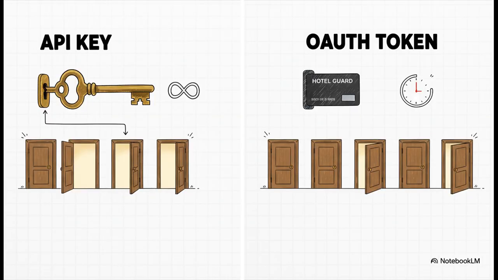And this is the perfect way to think about it. An API key is that master key that opens every single door, forever. An OAuth token, well, that's like your hotel key card. It only opens your room, and it only works for the duration of your stay. The moment you check out, that card is useless. It's a beautiful example of what we call the principle of least privilege in action.